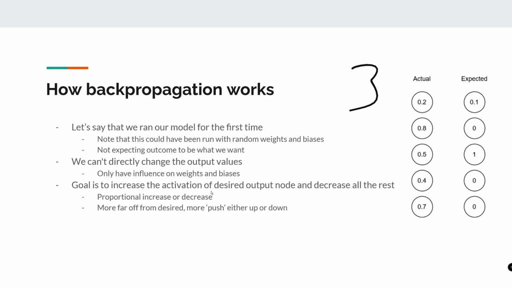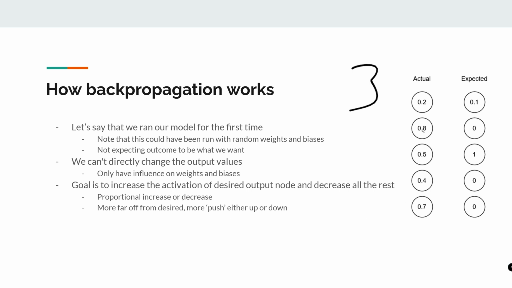Okay, so the goal is to increase the activation of the desired output node and decrease all the rest. That's the ultimate goal. But we can't directly change the output values. We only have influence on the weights and the biases. When we change these weights, we want to either increase or decrease them proportional to the activation value.